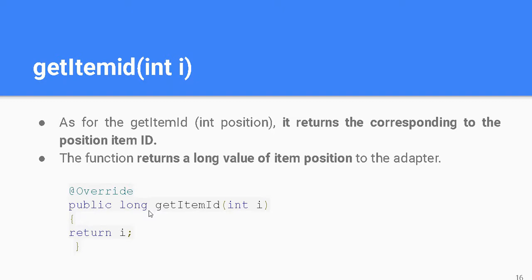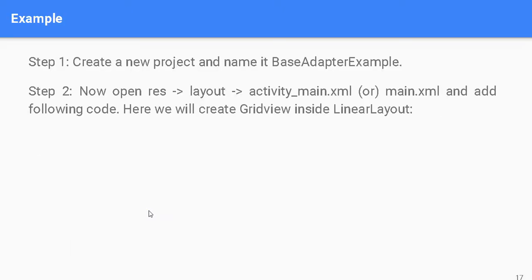So there are basically four methods that will help with the BaseAdapter class, and let me demonstrate a basic example of the BaseAdapter class. We are going to demonstrate an exact example of how BaseAdapter will help us. So let's start.